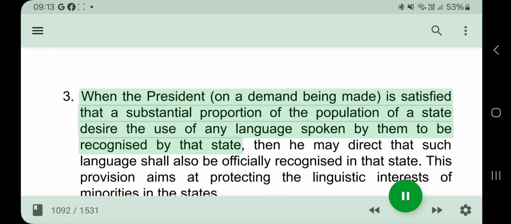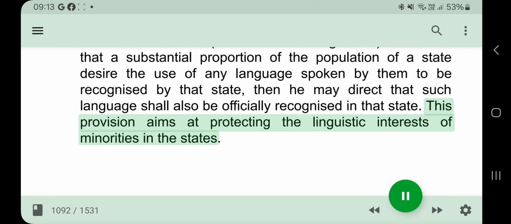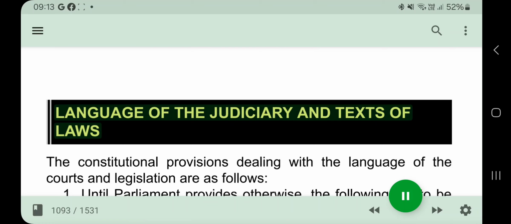When the President, on a demand being made, is satisfied that a substantial proportion of the population of a state desire the use of any language spoken by them to be recognized by that state, then he may direct that such language shall also be officially recognized in that state. This provision aims at protecting the linguistic interests of minorities in the states. Language of the judiciary and texts of laws.